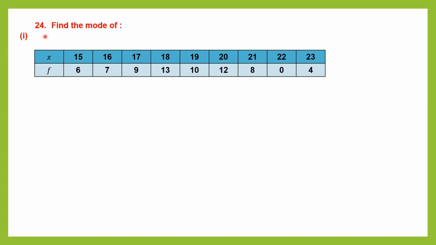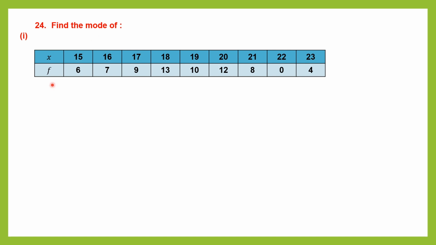Question 24. Find the mode of. And the first one is this. We have a table here. We have X, that means these are all the terms. And here we have F, that means this is the frequency of these terms. How many times these terms have occurred? That means 15 has been repeated 6 times, 16, 7 times, 17, 9 times, and so on.